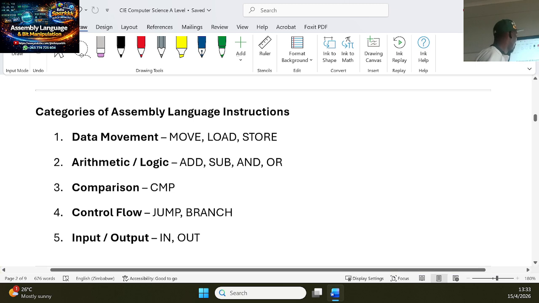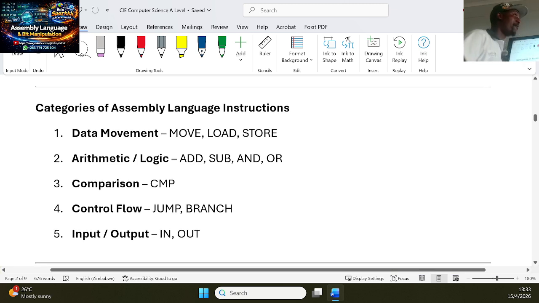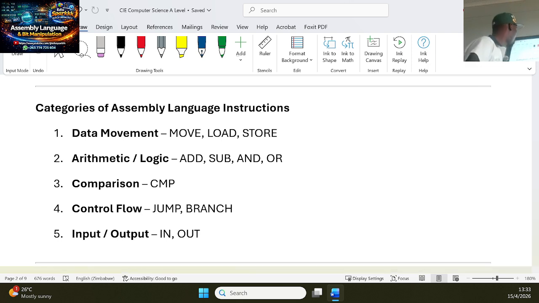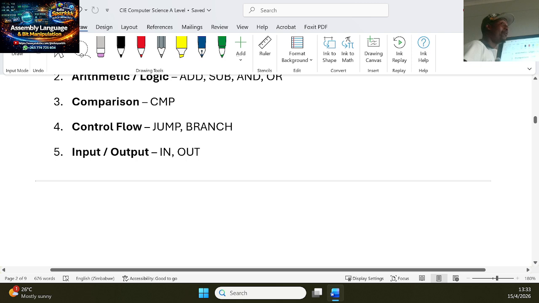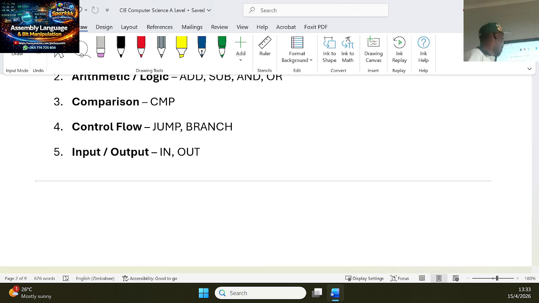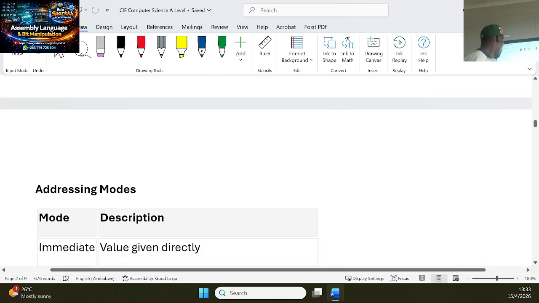Then when we categorize assembly language instructions, if you want to move data, we've got instructions such as move, load, store. When arithmetic is involved, here we are looking at computations such as add, subtract, and, or, and then comparison, the CMP. Control flow, as in if-else, we've got jump and branch. Then if we're inputting or displaying data, we have in and out there.